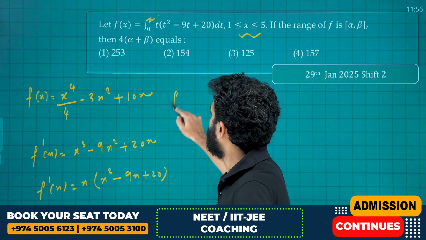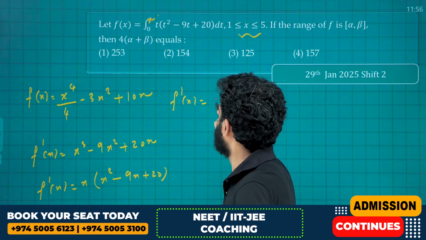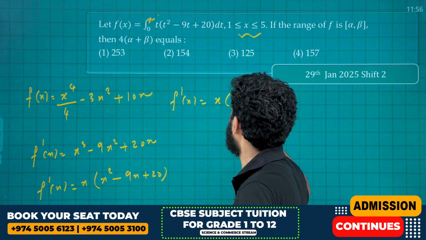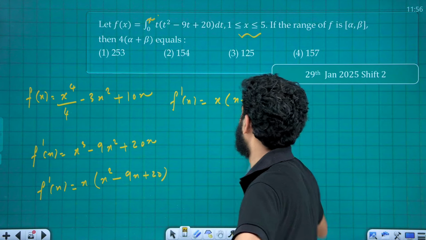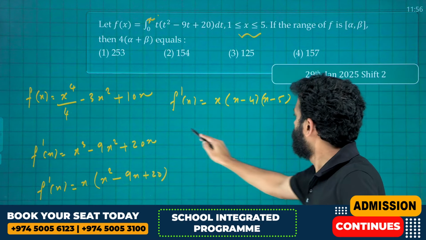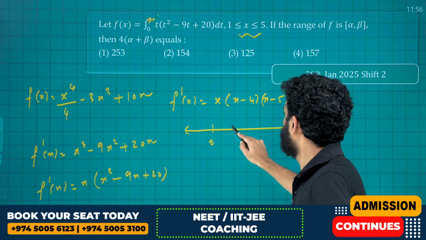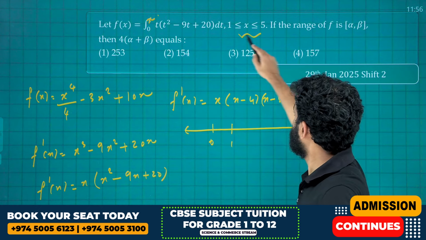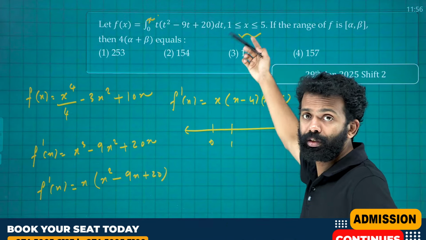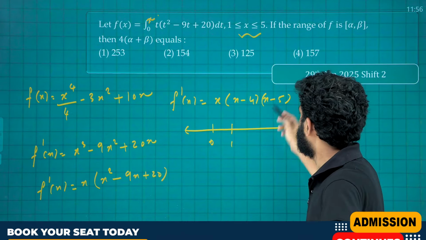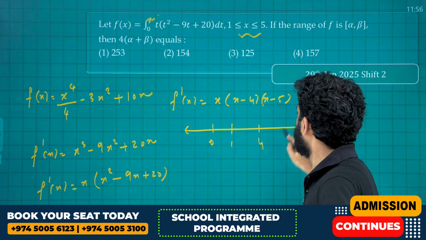That is, f dash of x is equal to x into x minus 4 into x minus 5. Okay, you got 3 values actually. We can draw the number line for the sign convention, that is 0, 1, which is the closed interval 1 to 5. Okay, that's why it's the absolute maximum which you need to find here in this interval. Next is 4, next is 5.